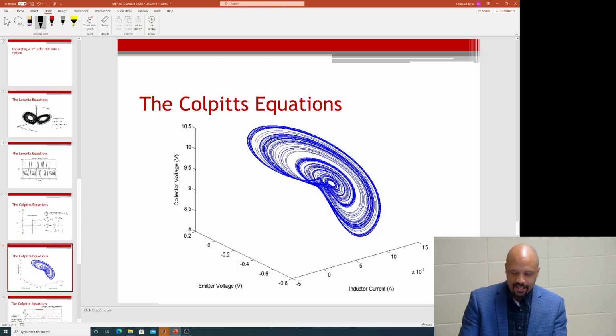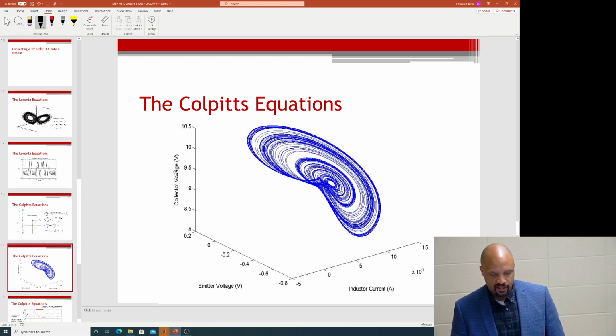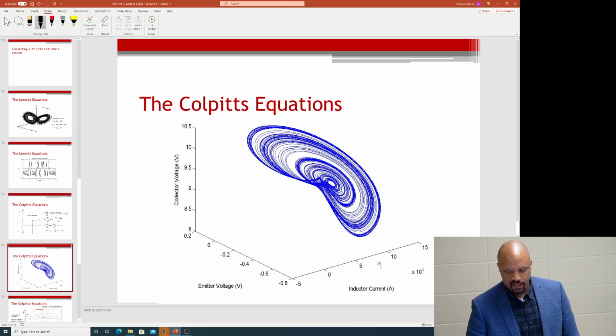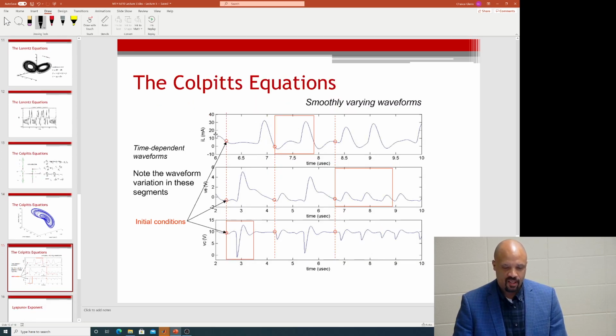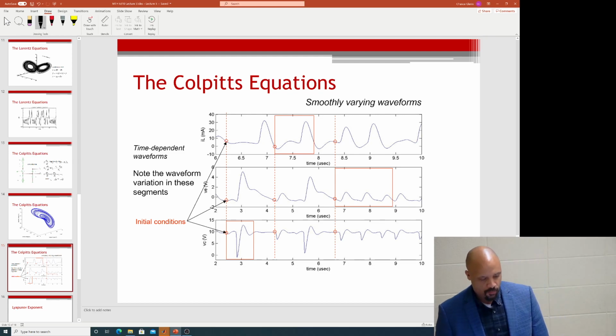But again, plotted in a state space that has the voltage at the collector, the voltage at the emitter, and the inductor current. That's all you need to know. So any point along this flow tells you what's happening in the circuit at that given time. And again, if you want to look at each of these time-dependent waveforms, the current looks like that, the voltage looks like that, the other voltage looks like that. And we'll talk more about it.